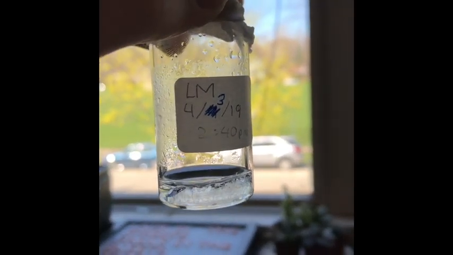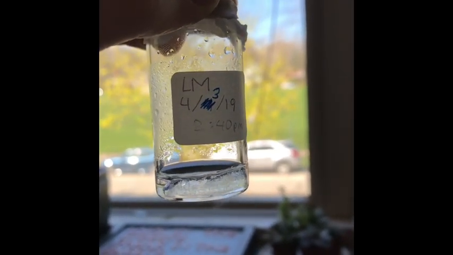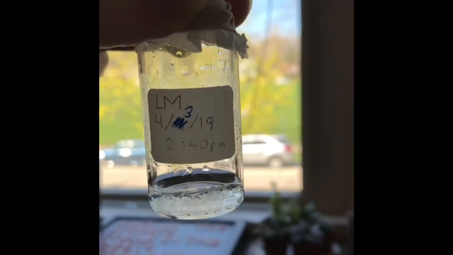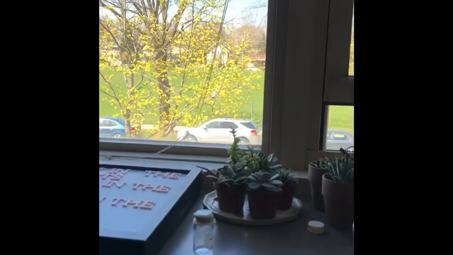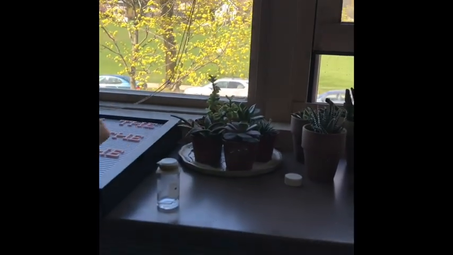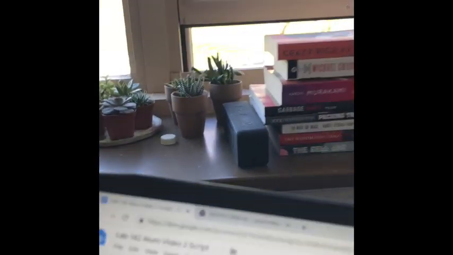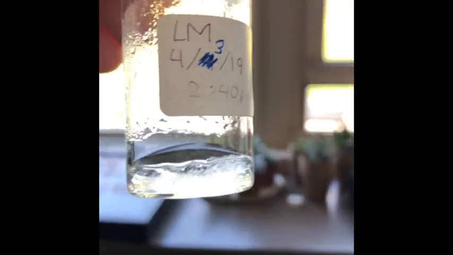So there are a few factors that I believe contributed to the growth of my crystals. The first of which is that I placed my vial on a very sunny, well-lit surface on the windowsill of my dorm room, and this led to a lot of evaporation. So I believe that's a factor as to why the crystals grew so large and so fast.